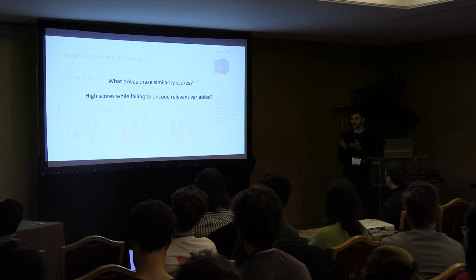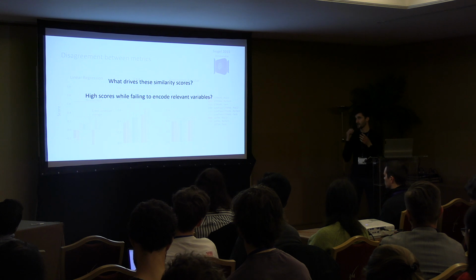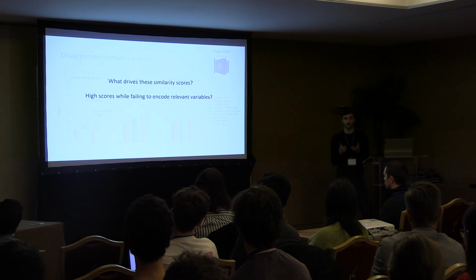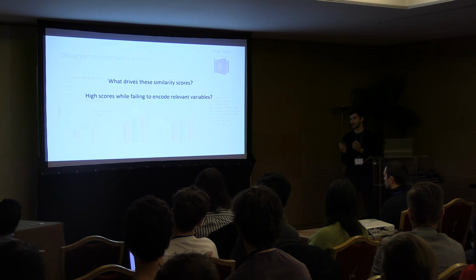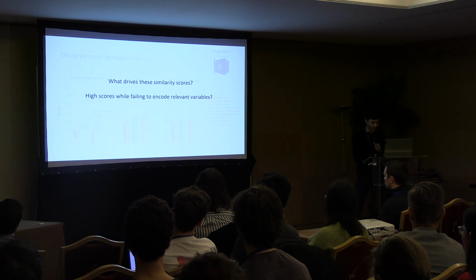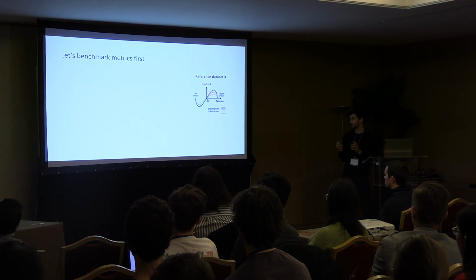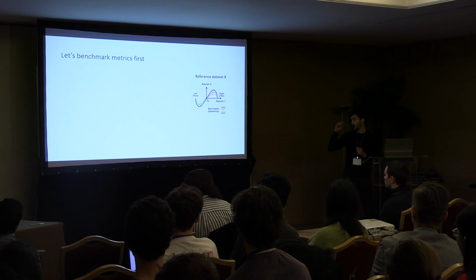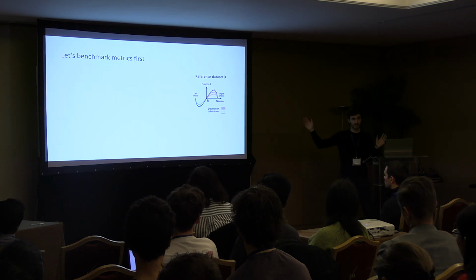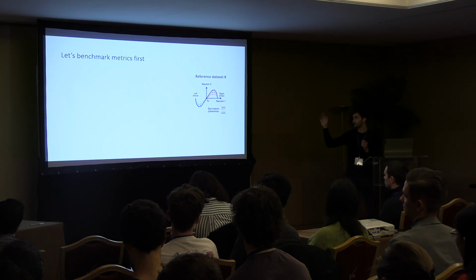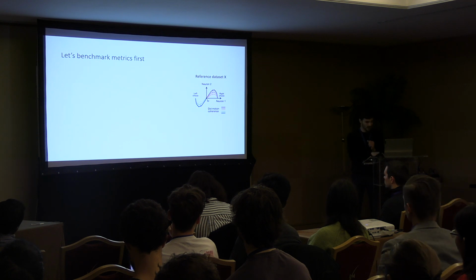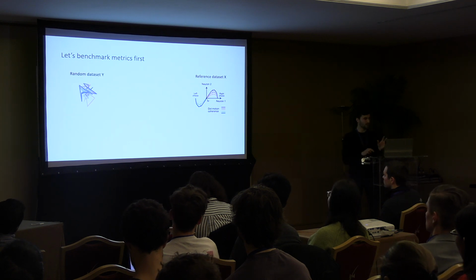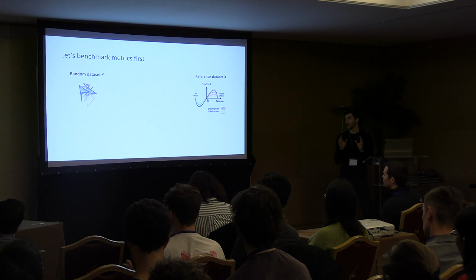if for a given metric, it's possible to find a data set that can have really high scores without encoding the relevant aspects of the data set. All right, so here's what we're going to do. We're going to take some reference data set, which could be our brain data set, or here we're going to start with a simple 2D data set. That's on one side, and on the other side, we're going to start with just some random noise.